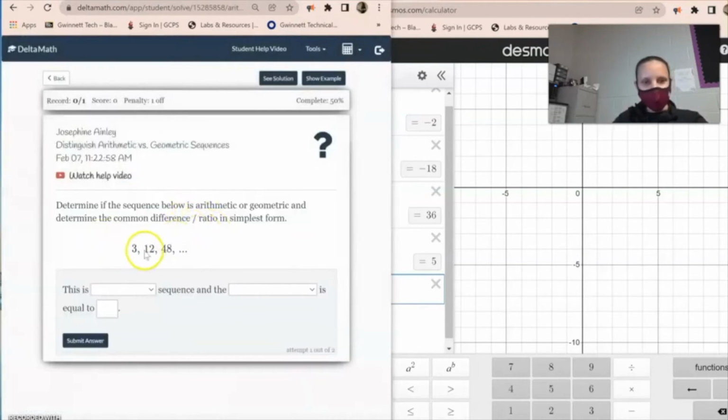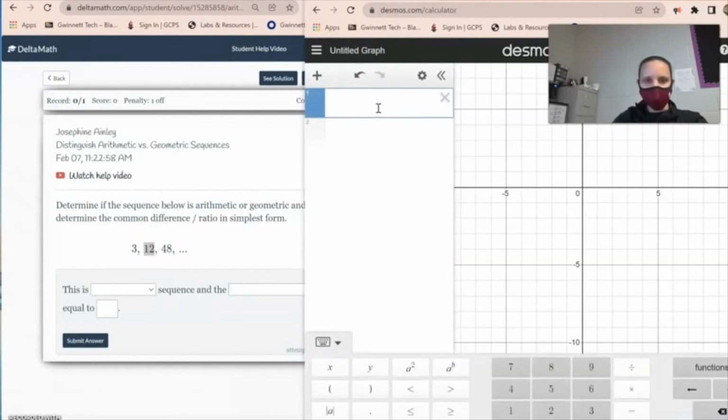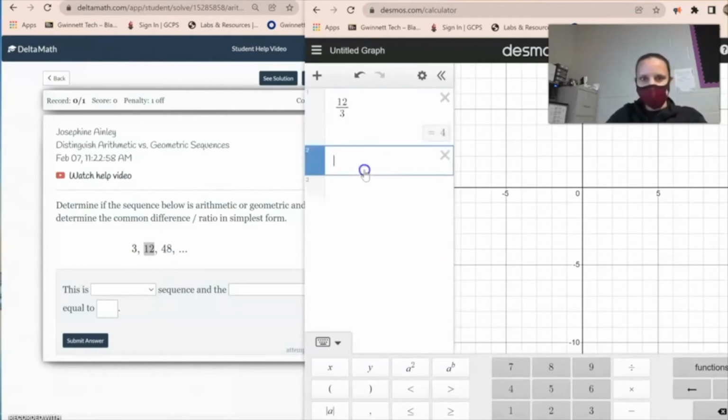So are you adding and subtracting, or are you multiplying each time? So looking from 3 to 12, am I multiplying? Looks like times 4. If I do 12 times 4, will I get 48? I don't know. Let me check. All right. So 12 divided by, so second number divided by the first, and then the second number subtract from the first.